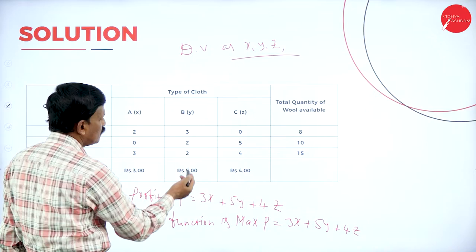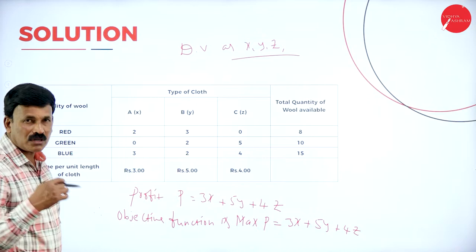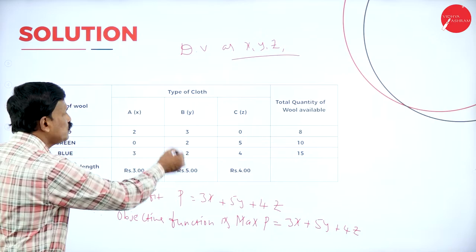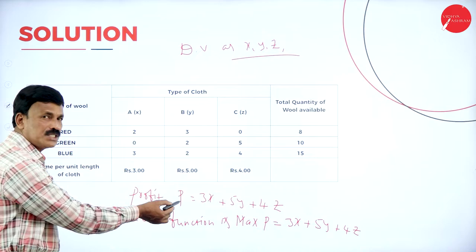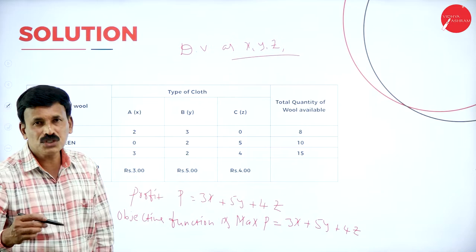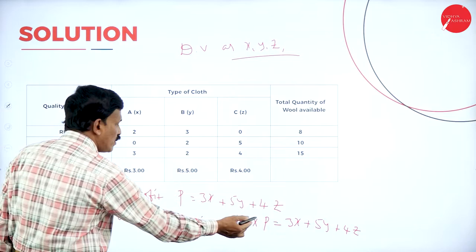Now, how to form this? Let us define the decision variables as X, Y, and Z. Since the profits for the products A, B, and C are given to be 3, 5, and 4, the profit P is equal to 3x plus 5y plus 4z. Since the problem is maximization, the maximum profit is to be obtained. So the objective function is maximum of P is equal to 3x plus 5y plus 4z, subjected to the constraints.